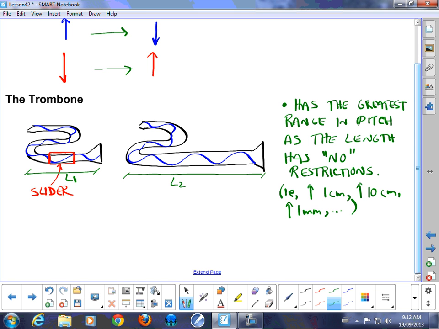Because it's just a sliding instrument, it can be any expansion that you want. So that's why the trombone has that great range in pitch. It's because it technically has an infinite number of column lengths.